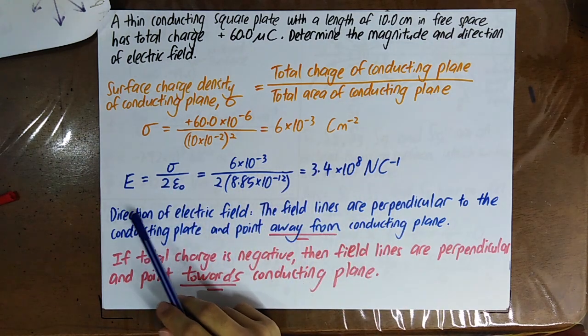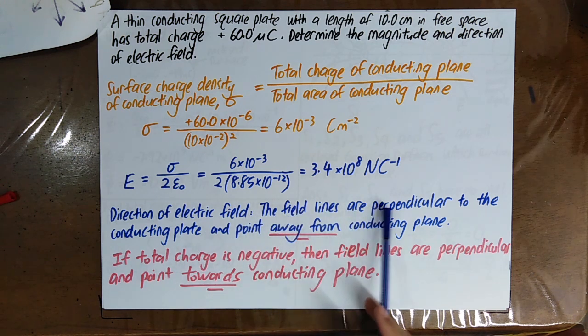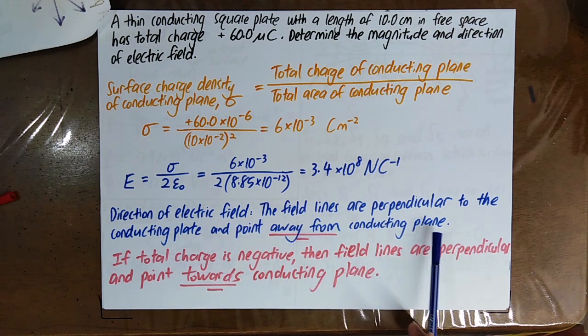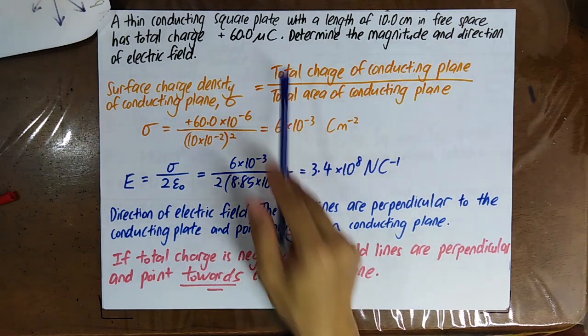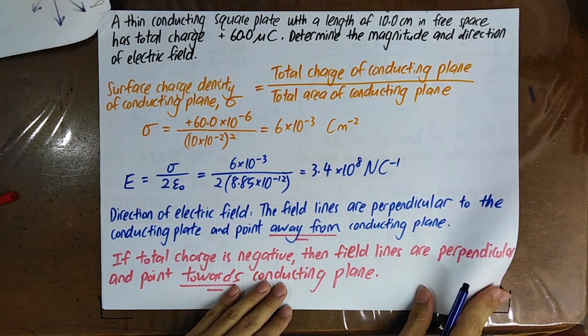So please explain the direction of the electric field line. The electric field lines are perpendicular to the conducting plate and point away from the conducting plane because it is positively charged. If it is negatively charged, then the field lines are still perpendicular but point towards the conducting plane.